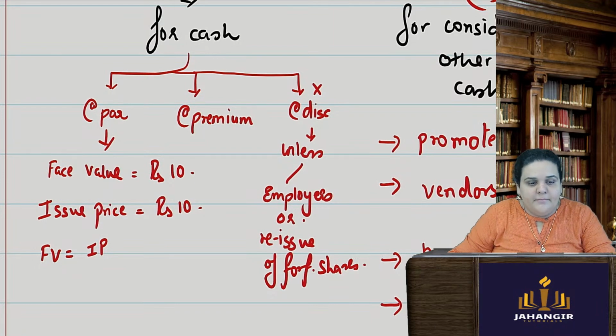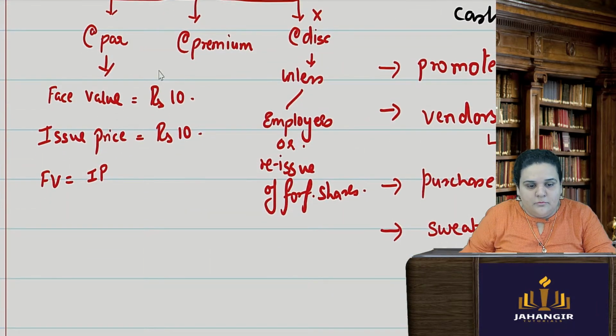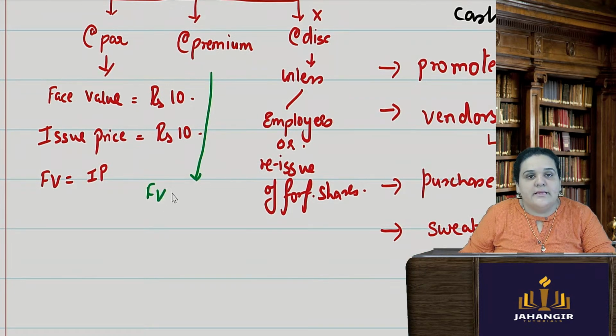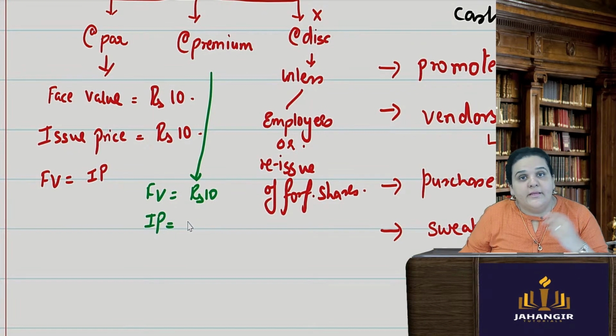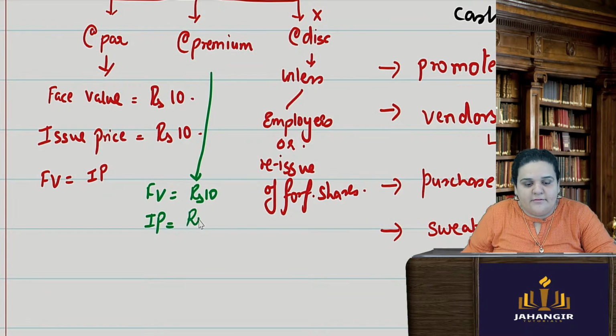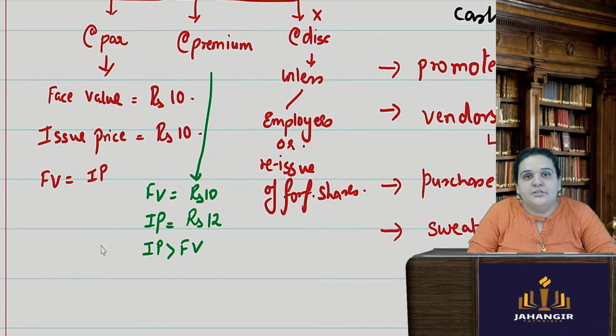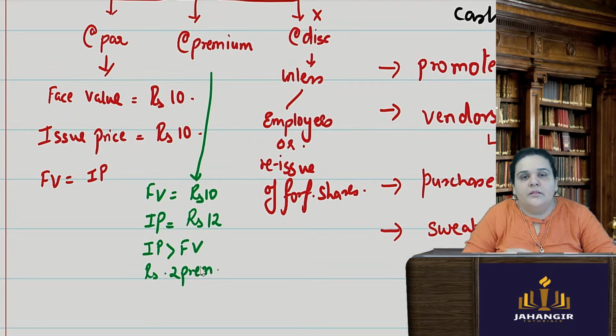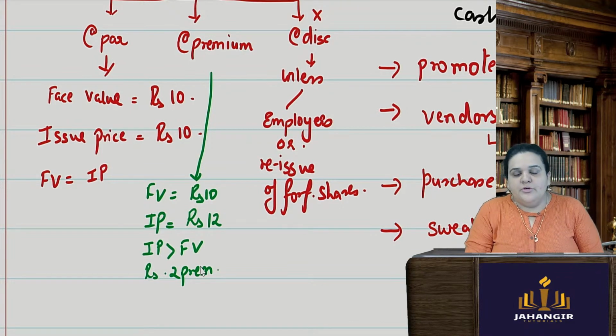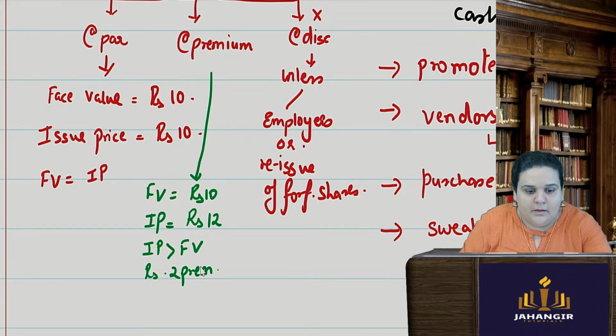But for premium, the face value is rupees 10, but when I am issuing to the public, I am issuing my shares at a premium amount. I am taking rupees 12 from the public. So here my issue price is greater than my face value. Therefore, I will say that the issue is at a premium of rupees 2. When the company collects more money than the face value, the issue is said to be at a premium.